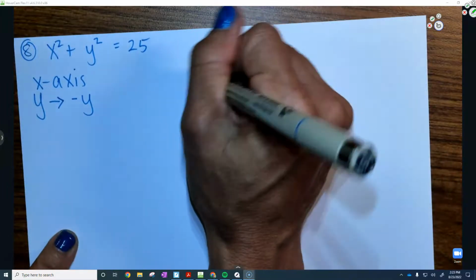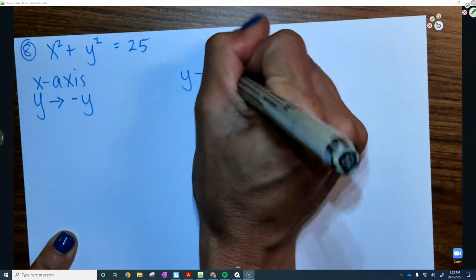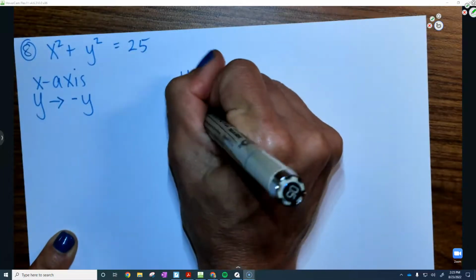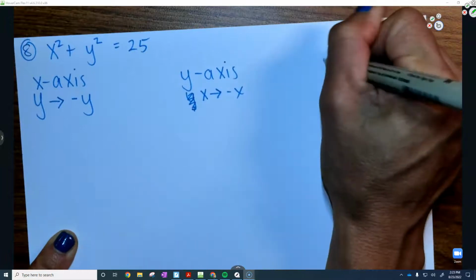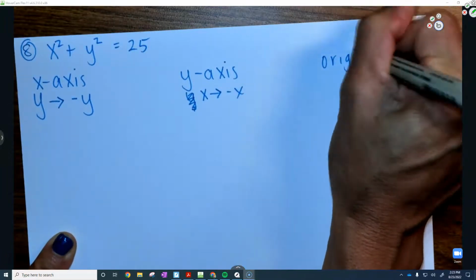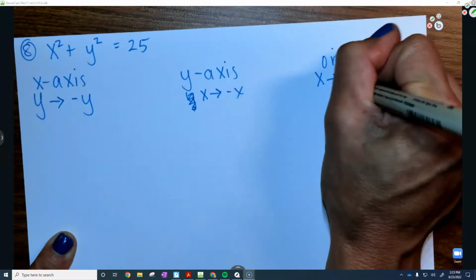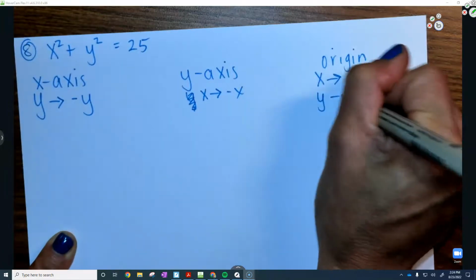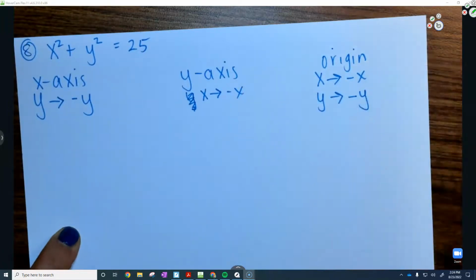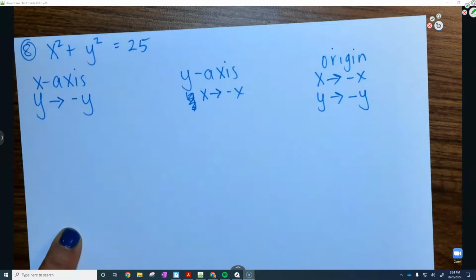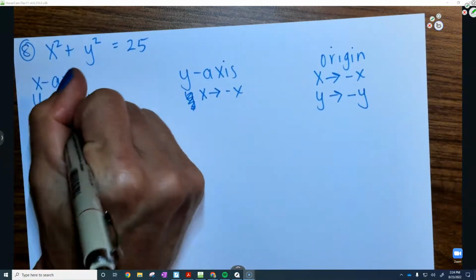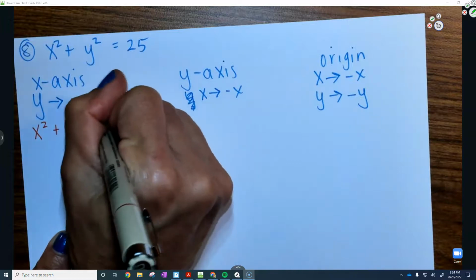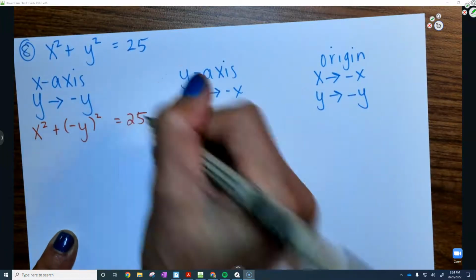You're good, thank you. And then for your y-axis, remember you are changing the x value. And then of course your 1-2 punch, you're changing both of them. All right. x squared plus a negative y squared equals 25.